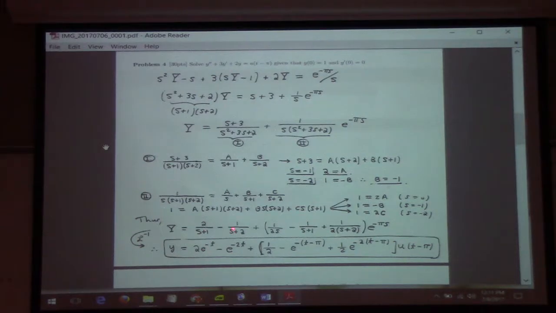That gives me 2e to the minus t. This gives me e to the minus 2t. 1 half e to the minus t. Remember, we have to shift t to t minus pi. Some of you had e to the minus t and 1 half e to the minus 2t here. That's wrong. The argument has to match the unit step function, which multiplies it. That's part of the theorem. Again, very popular mistake going back over the years.